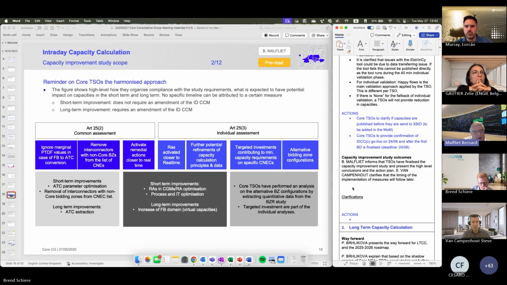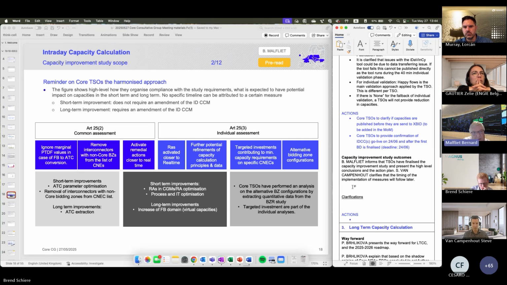So there was one part, a common assessment, and another part, an individual assessment. One part was about ATC conversion and looking at how this could be improved on interconnectors with non-core bidding zones, and if they could be removed and if that helped in any way the capacity without endangering the operational security. About having more remedial actions closer to real time. This was both in the common assessment and individual assessment, actually.